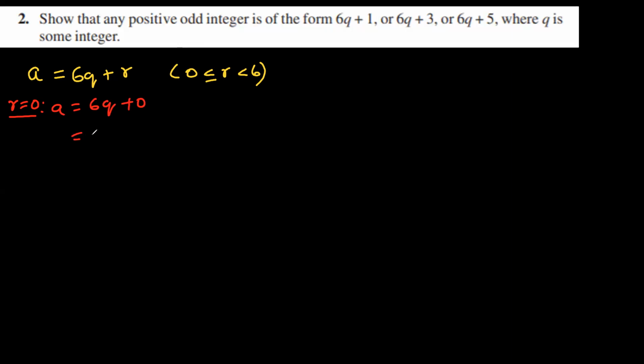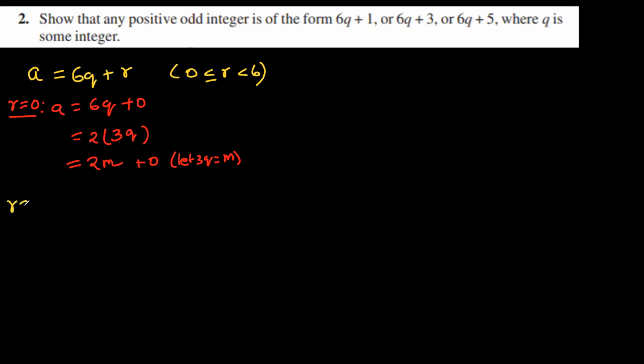We can take 2 as common, isn't it? So it will be 2 into 3q plus 0. That 0 is not a problem here. And now we are assuming this 3q as m. The next step will be 2 into m. We have expressed it as a multiple of 2 and the remainder is 0. Therefore, 6q plus 0 is an even integer.